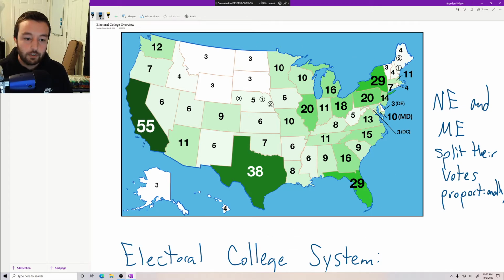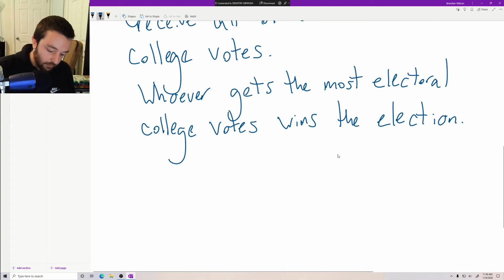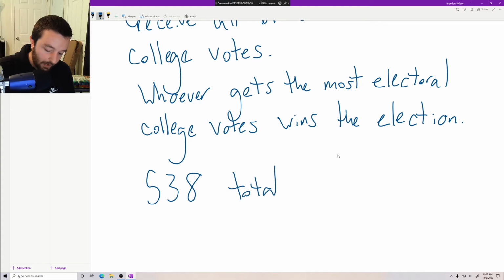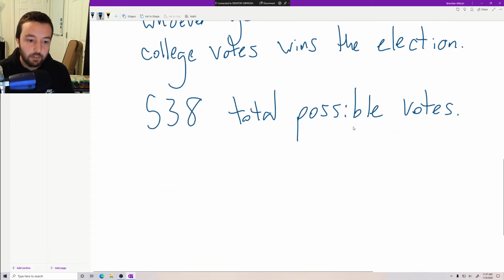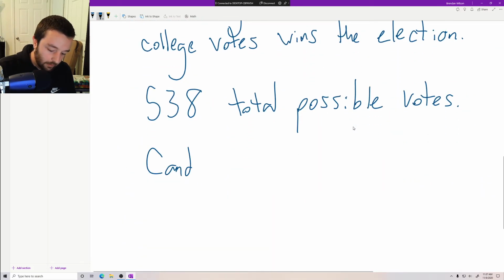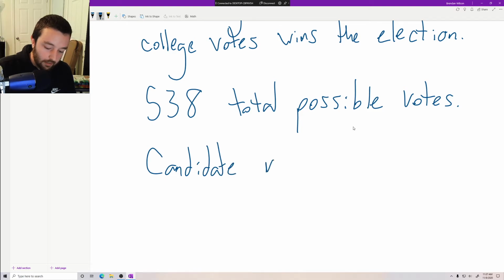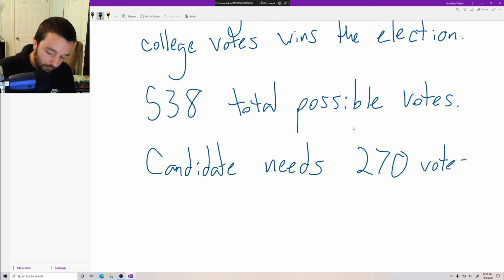So the number of electoral college votes is that number plus another 3 for Washington, D.C., leaving us with a total of 538 total possible votes. Okay. So a candidate wins by getting the majority of the electoral college votes. How many would that be? It would be 270. 270 votes to win. Okay.